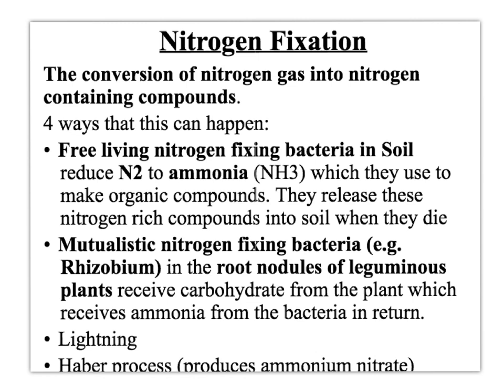And also you can have nitrogen fixing bacteria that form a mutualistic relationship with plants, and these bacteria can be found in things like root nodules of legumes. Again, they reduce nitrogen to ammonia, so fixing it into ammonium. There are two other ways. There's lightning, which can convert some nitrogen gas to ammonia, and there's the Haber process, which can produce ammonium nitrate, which can be used as a fertilizer.